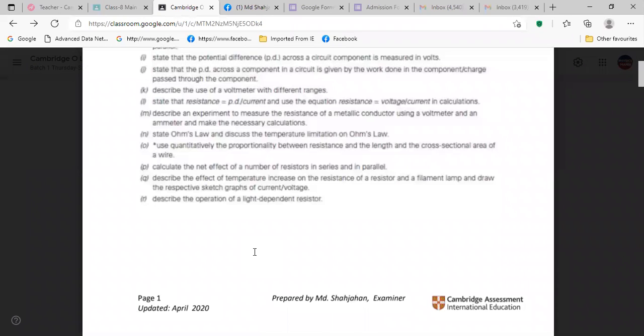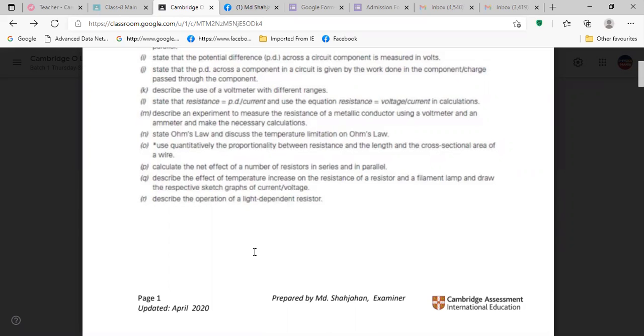So Ohm's law states that in a circuit, if you are giving some voltage or potential difference, then you will get a current. That current is directly proportional to the voltage applied. Have you understood?